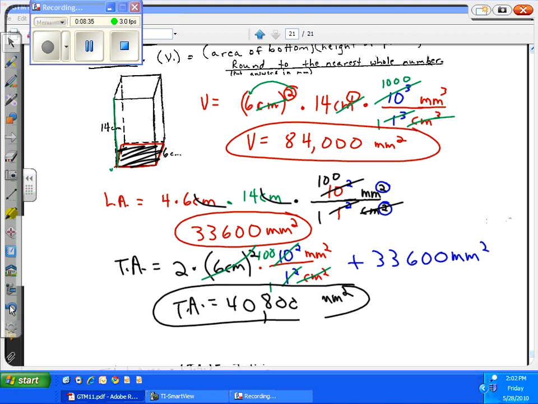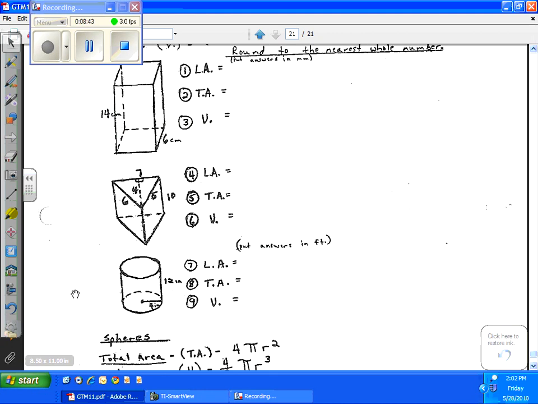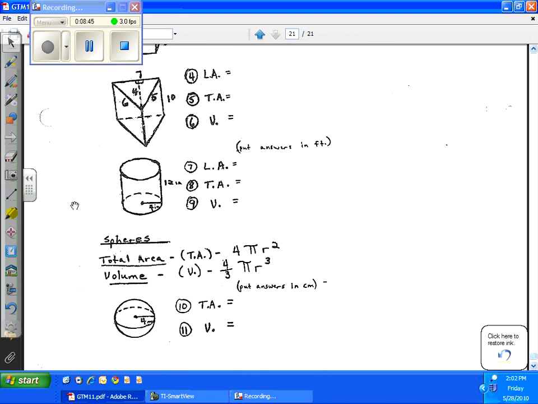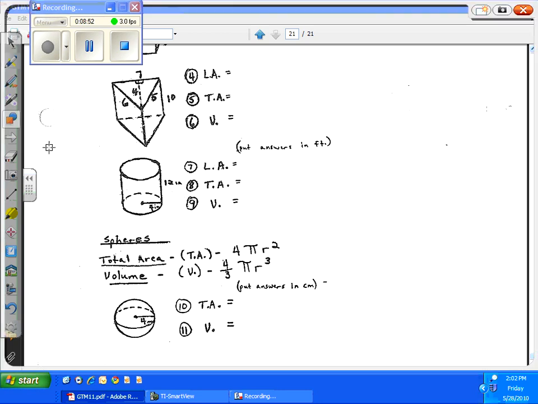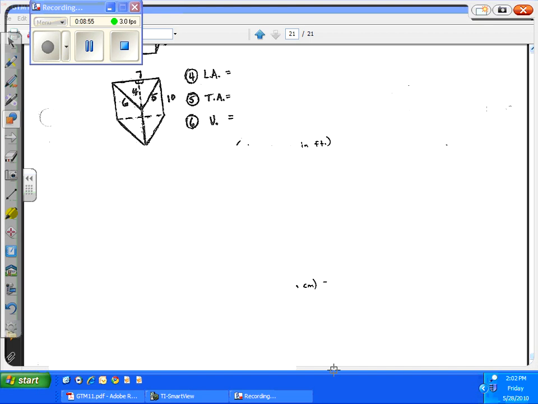Any questions on the first one, the square prism, lateral area, total area, volume? Okay. The next one is an equilateral triangular prism. It said it wanted the answers... that's not it. There's no units here. So we want the lateral area, total area, volume.